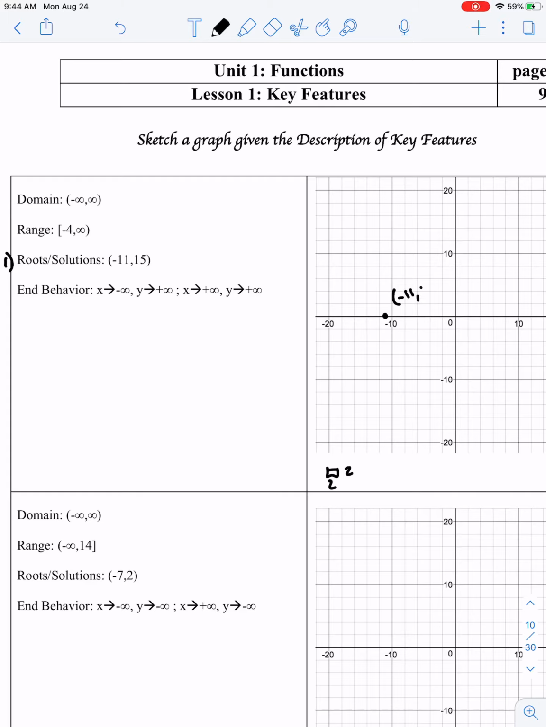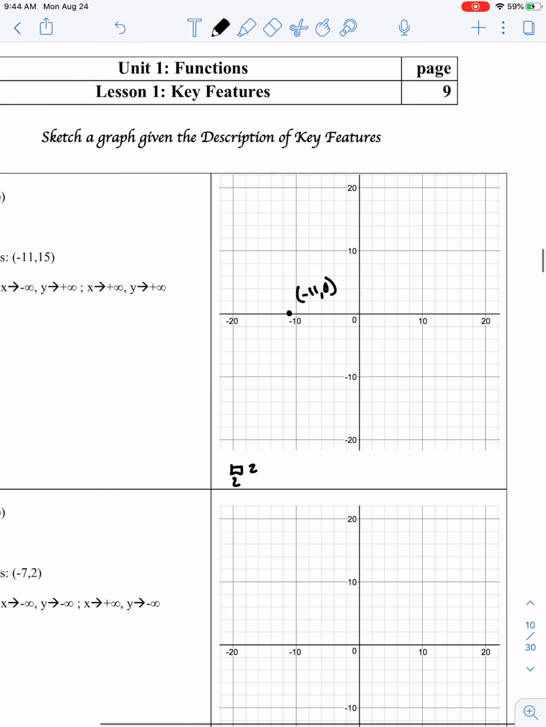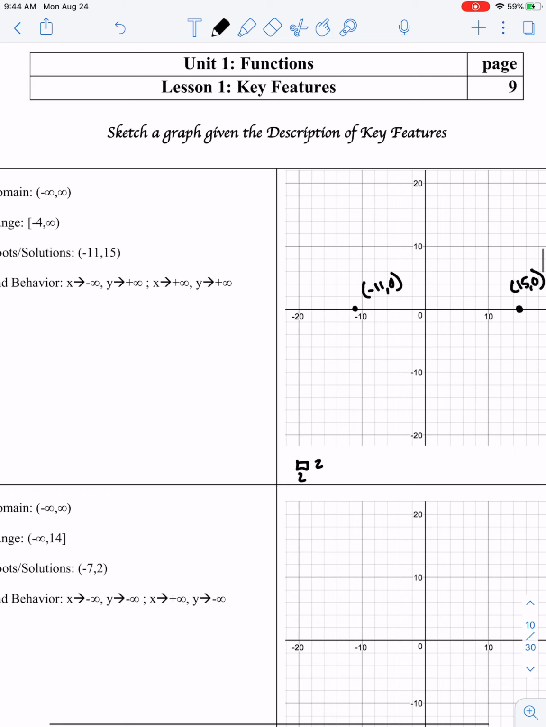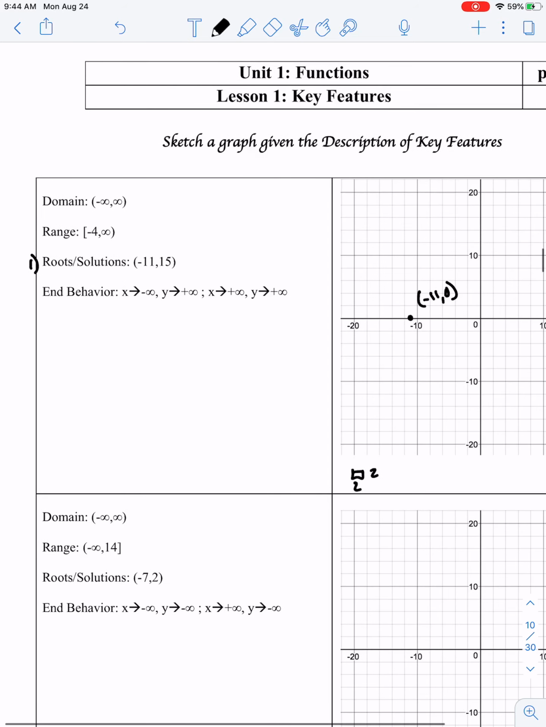And I personally like to write my coordinates when I make them. And then +15. So 10, 12, 14, 16. Split the difference. Okay, so again, I know these are my roots and/or solutions. And again, my scale for this graph was 2 by 2.